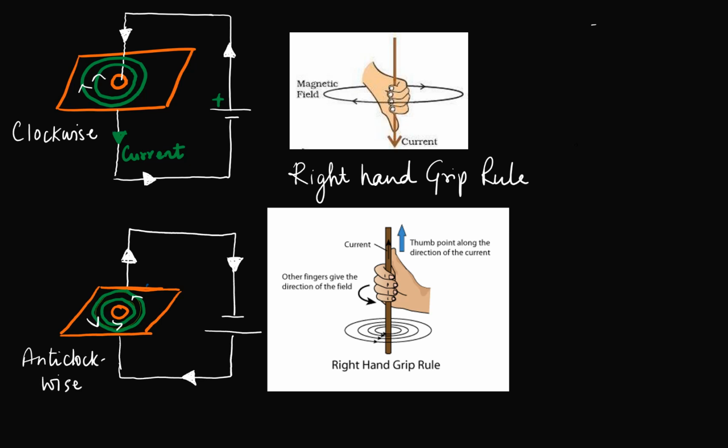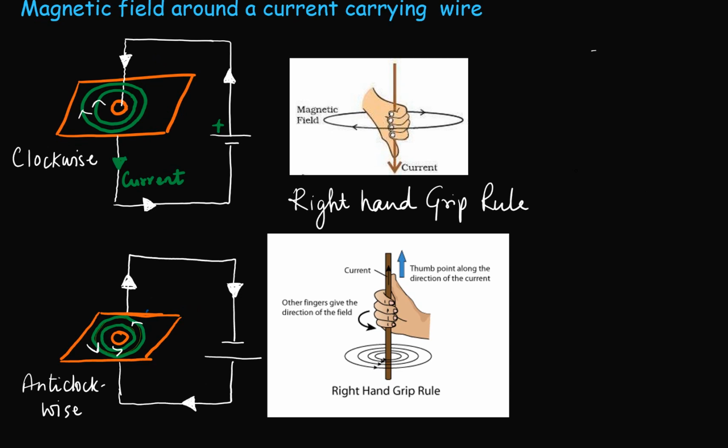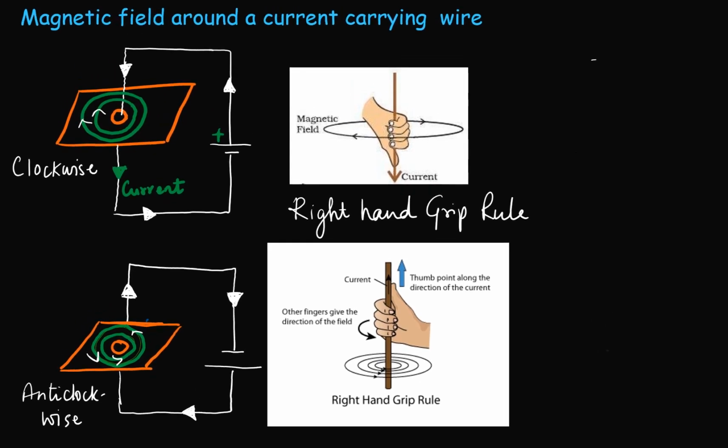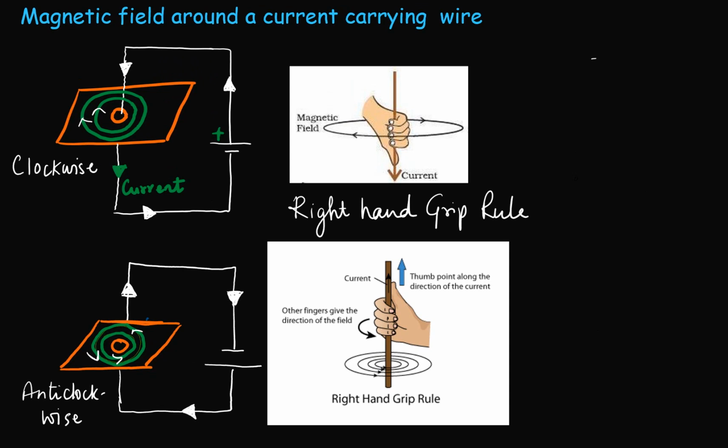Okay, so this is about the direction of the magnetic field lines around a current carrying wire. And remember, it's the right hand grip rule. You're not going to make use of your left hand. It is in no way a left hand grip rule. It is just a right hand grip rule. So the moment you're asked to find the direction of the magnetic field lines in a wire, you're going to always make use of the right hand grip rule.